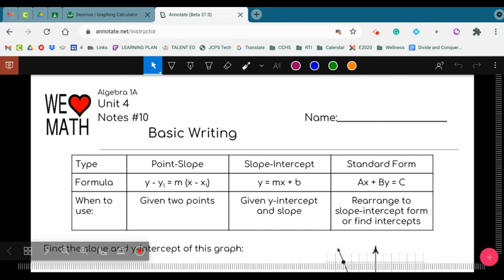Okay, this is going to be our Unit 4 notes number 10. This is going to be over basic writing. This will be for our Unit 4 Part 2 test. This is the first set of notes for the Part 2 test.